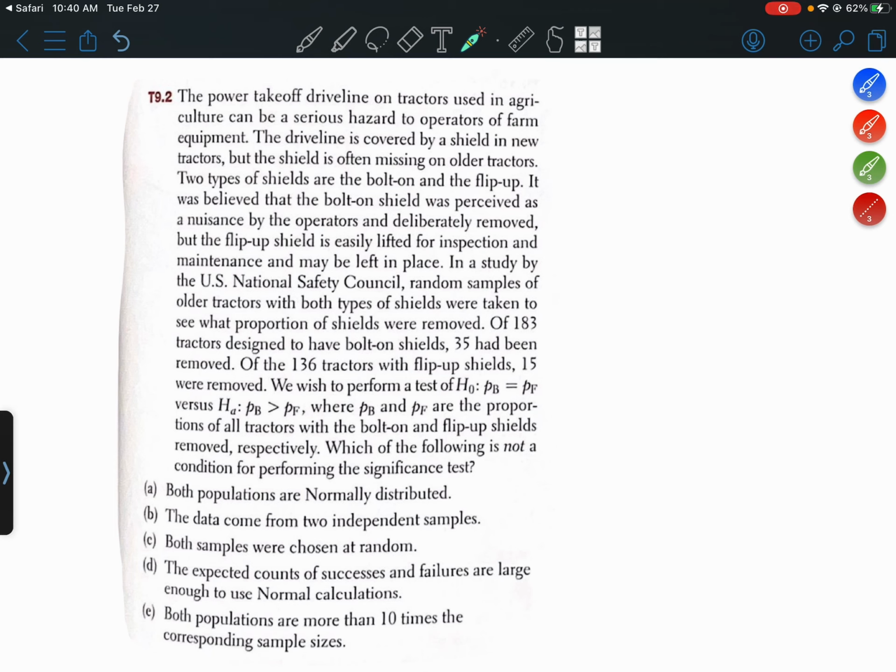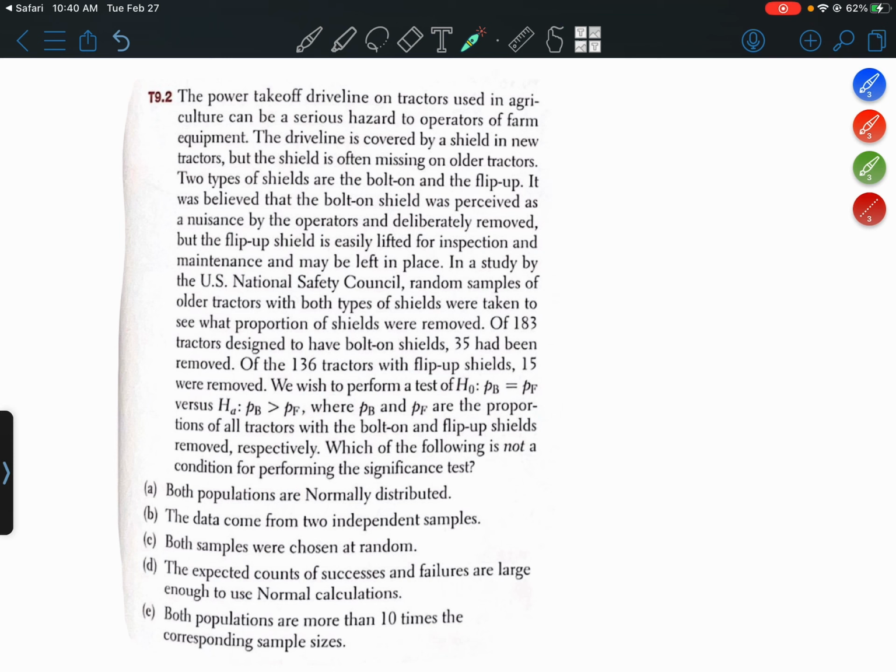We wish to perform a test of H0: pB equals pF versus HA: pB greater than pF, where pB and pF are the proportions of all tractors with the bolt-on and flip-up shields removed, respectively. Which of the following is not a condition for performing the significance test?